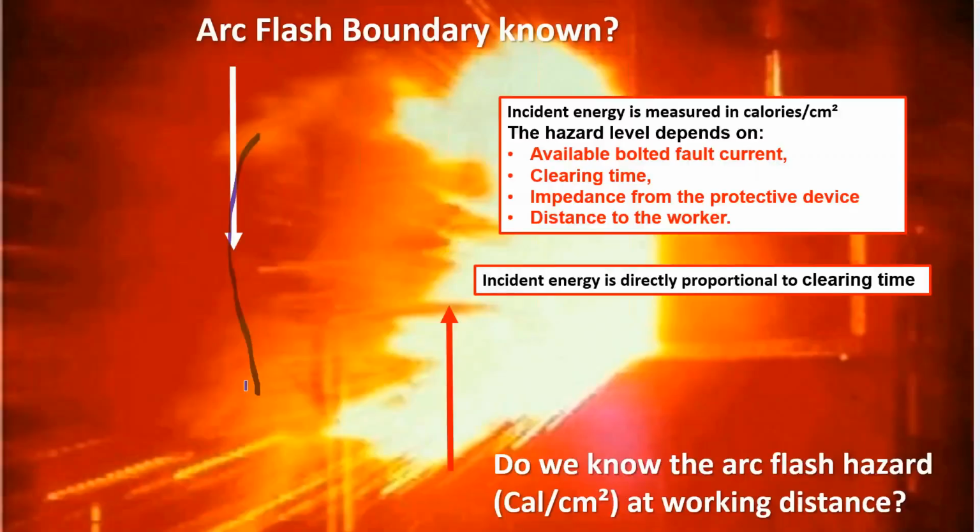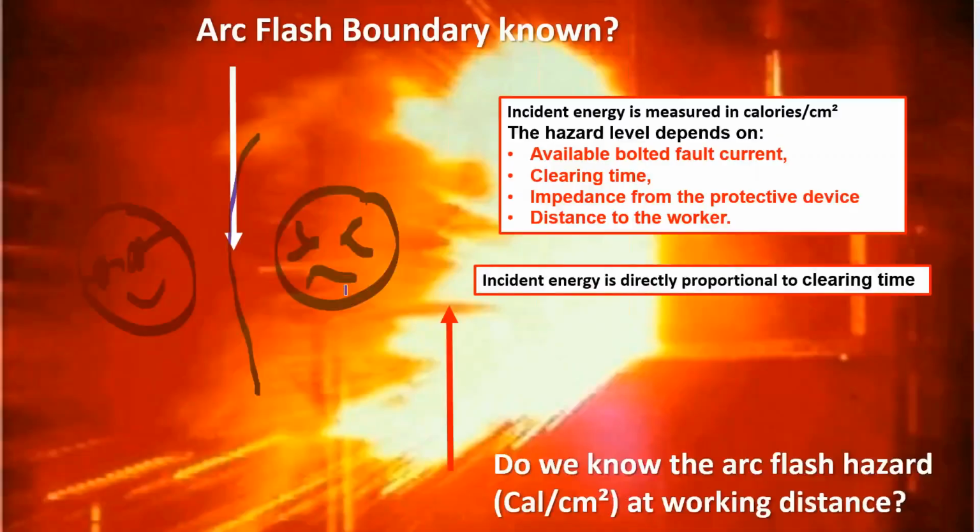So calories per square centimeter is the measure of this incident energy. And so outside the boundary, you may have a first degree burn that may cause like a sunburn. And that's fine, and as long as you're outside that boundary, you don't need to have any further particular equipment for arc flash. Once you go inside the arc flash boundary, now you have the potential to get a different kind of a burn. And this would be a second degree burn where it starts to blister up.